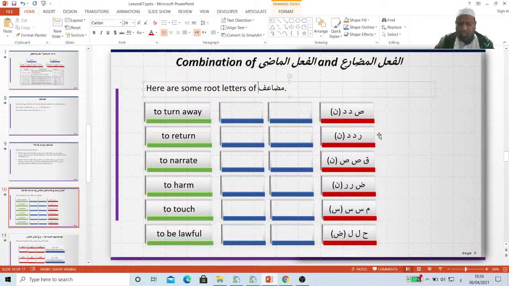Okay, don't be confused with مضاف. مضاف and مضاف إليه we did in the اسم. This is مضاعف with the عين. In مضاف there is no عين there, but over here there is a عين, the مضاعف.